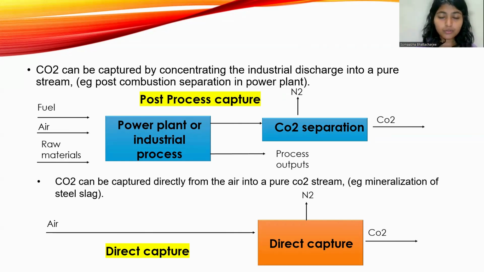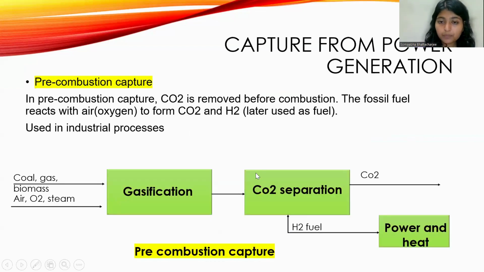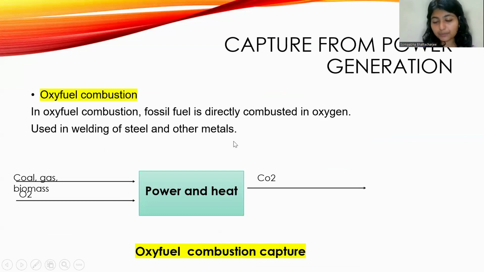Now let's talk about the various processes that are used in capture during power generation. There are three processes. The first is post-combustion capture, the second is pre-combustion capture, and the third is oxy-fuel combustion.